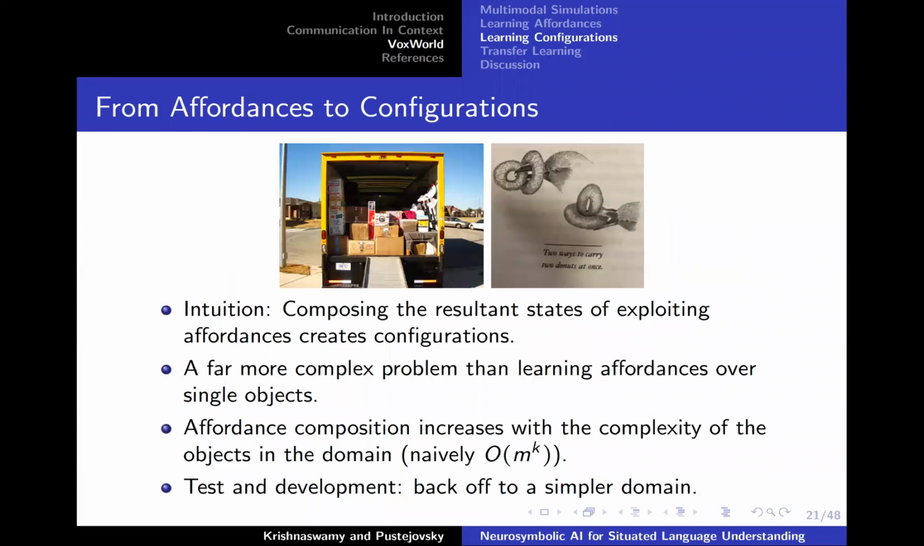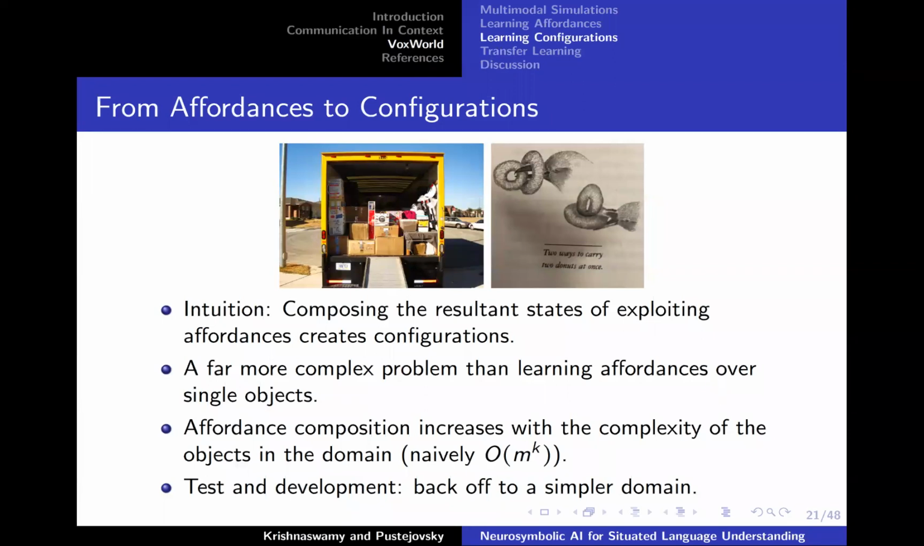So proceeding from affordances to configurations, we have an intuition that if you take the resultant states that come from exploiting affordances, you can use that to create configurations of objects. So for instance, if you have a moving truck full of boxes, you can exploit the stackability of boxes to put all your objects in a confined space. If you're a bird trying to figure out how to hold 2 donuts, you can exploit the way you can stack 2 donuts together and then hold one in order to hold them both at the same time.